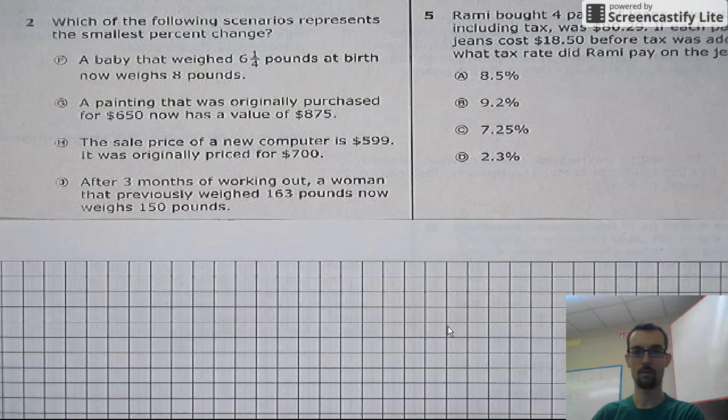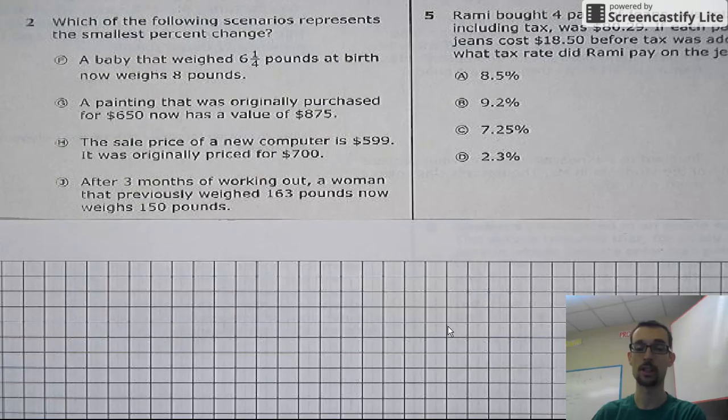And now to question number 2. Which of the following scenarios represents the smallest percent change? I have a baby that weighed 6 1/4 pounds at birth. Now he weighs 8 pounds, so it's an increase.